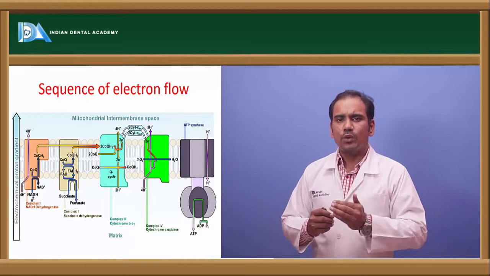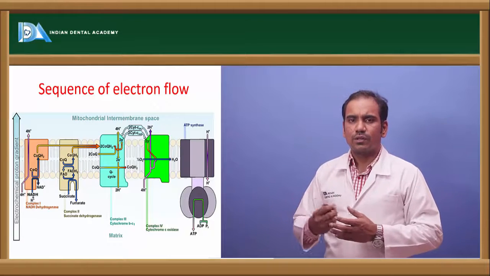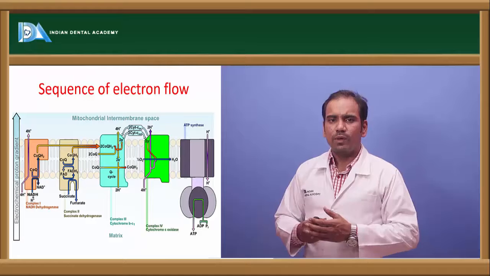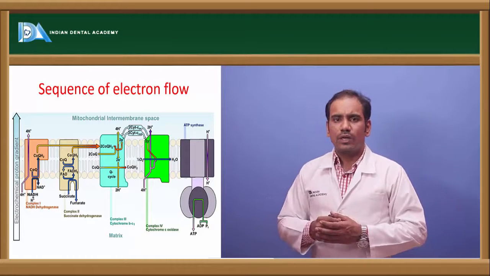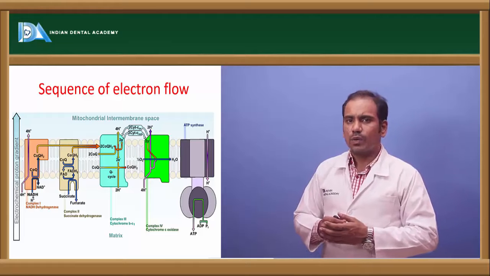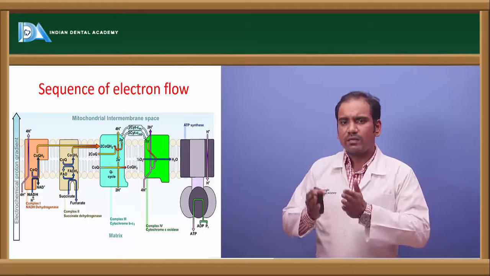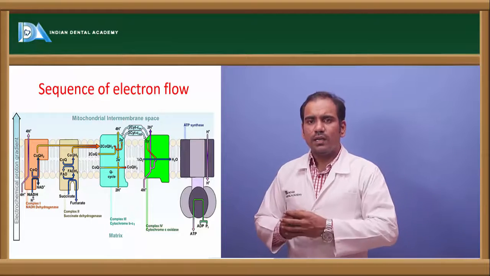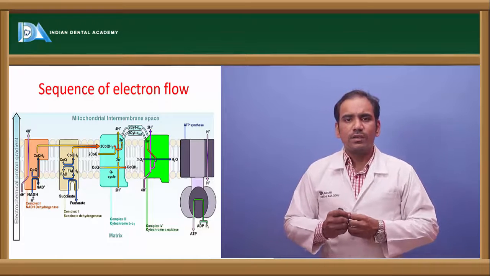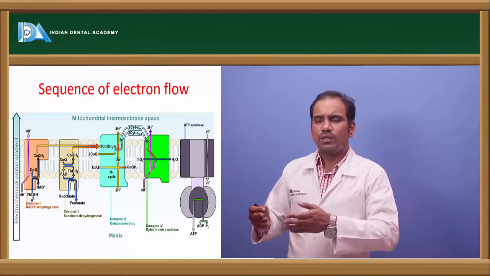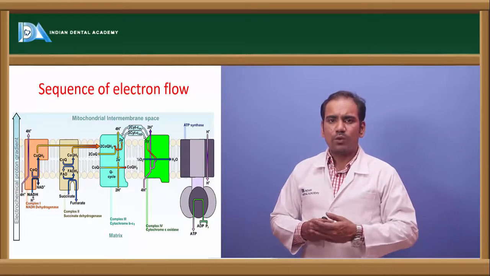When coenzyme Q accepts the electrons, it is reduced. Actually it is in oxidized form, but when it accepts the electrons, it is reduced to the reduced form of coenzyme Q. Now coenzyme Q, having the electrons, reaches complex 3 and transfers the electrons to complex 3. In complex 3 we have different components. It has iron sulfur proteins, cytochrome B and cytochrome C1.